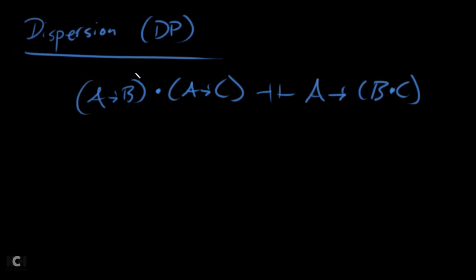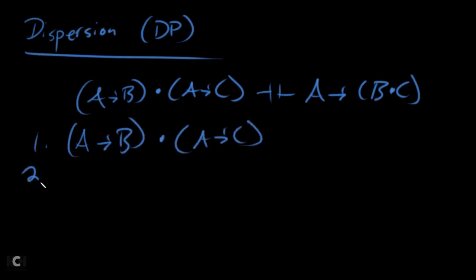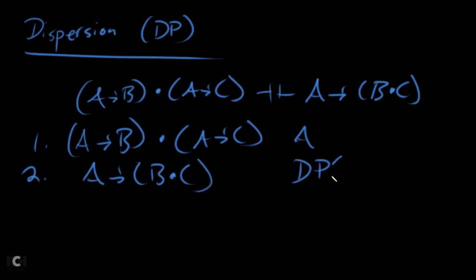And so what dispersion allows us to do is to switch between these two. Technically, I guess, if you're doing this, you're dispersing the A here amongst the B and the C, and here you're sort of agglomerating the A from the B and the C, but either way, you're fine. So if you start with A arrow B and A arrow C, you can just say, oh, line 2, A arrow (B and C). So it looks a lot like distribution, except you have arrows involved.